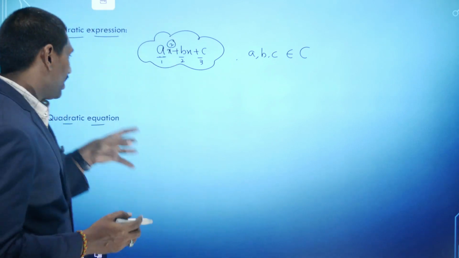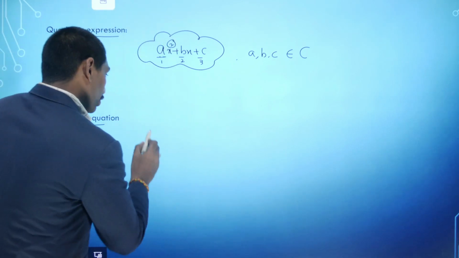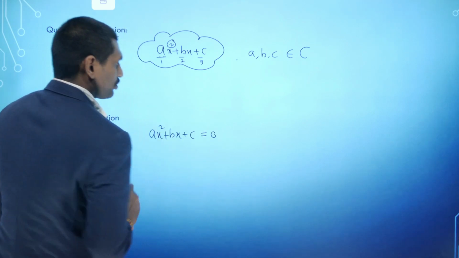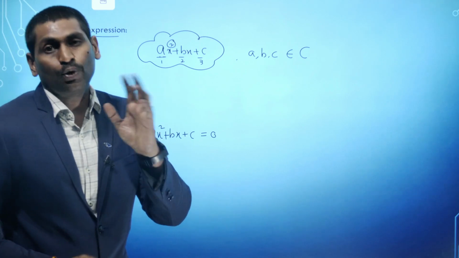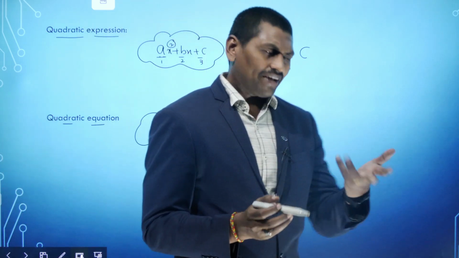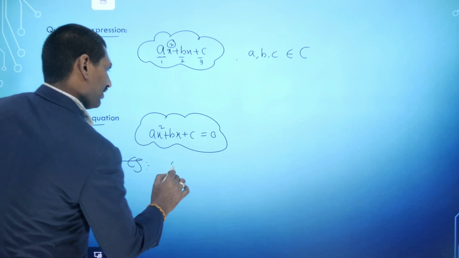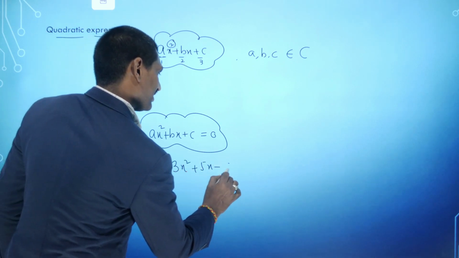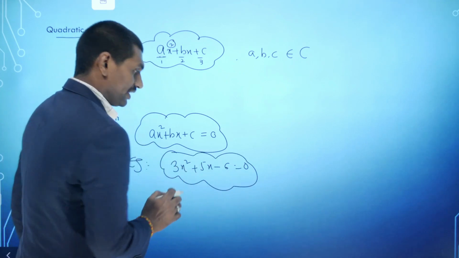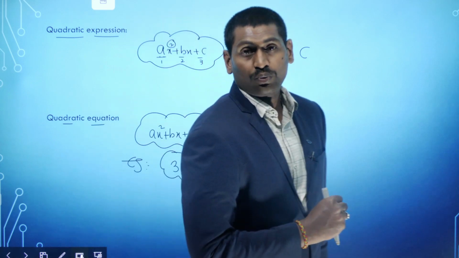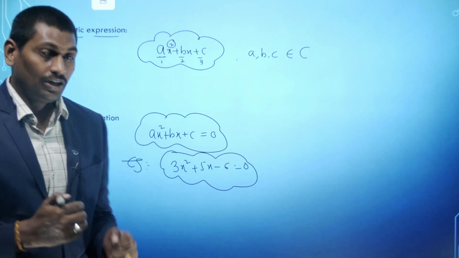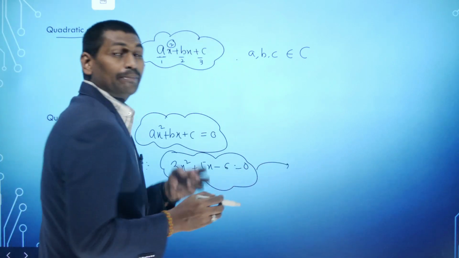Now coming to the quadratic equation. A quadratic equation is a quadratic expression made equal to 0. For example, 3x square plus 5x minus 6 equals 0 is an example of a quadratic equation. When you represent a quadratic equation in graphical form, it will give you the shape of a parabola.